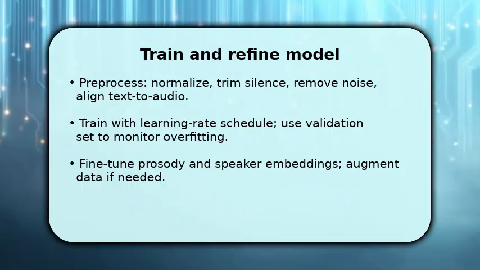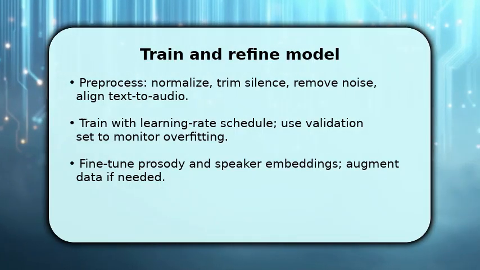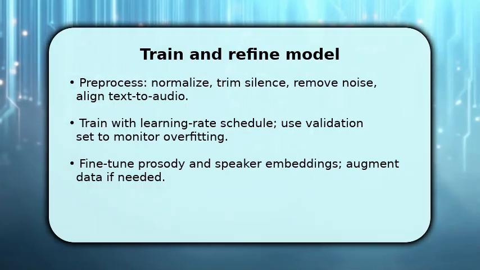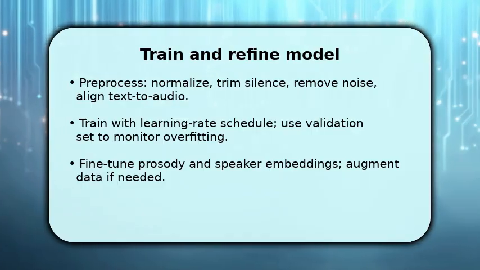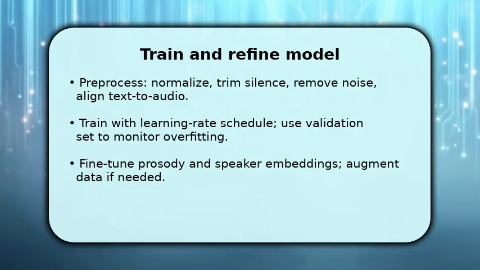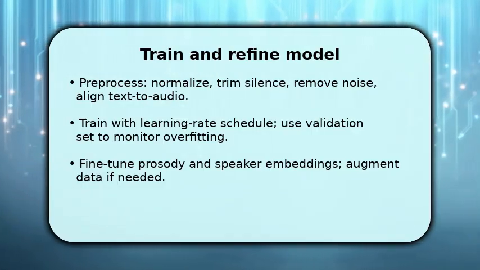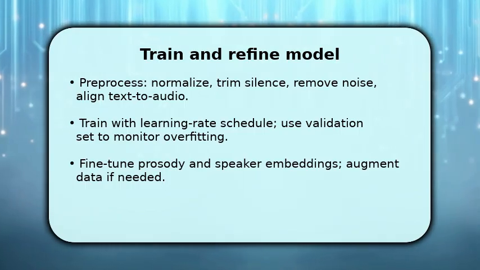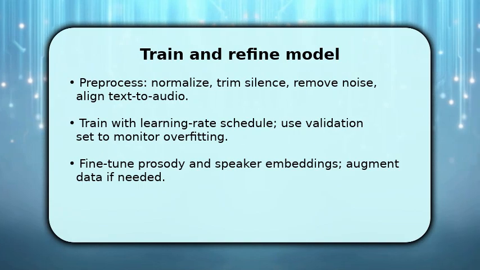Start training with a conservative learning rate schedule and a held-out validation set so you can detect overfitting early. Once base training converges, fine-tune prosody controls and speaker embeddings to shape timbre and cadence. If naturalness lacks, augment with pitch and speed variations. Make sure to iterate quickly and evaluate short samples after each adjustment.